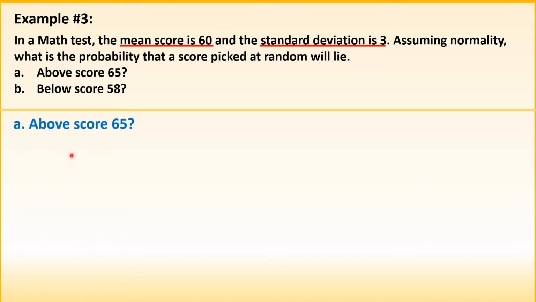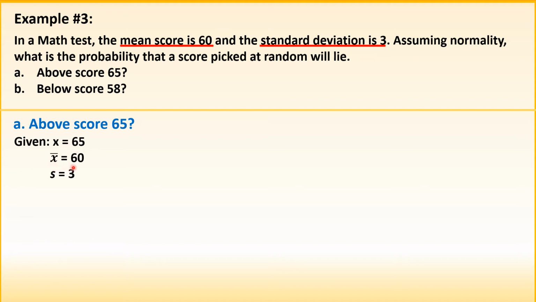So, unahin muna natin ang A, above score, 65. So, ang given natin dito ay mean, that is sample mean, which is equal to 60. And standard deviation, this is sample standard deviation, which is equal to 3. At ang ating raw score ay 65. So, we will have now x is equal to 65 for our raw score.